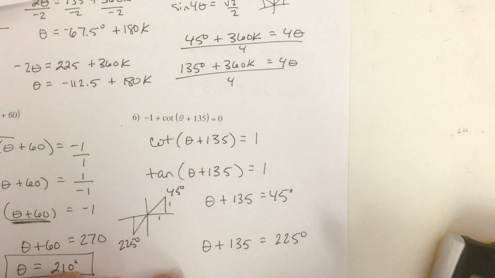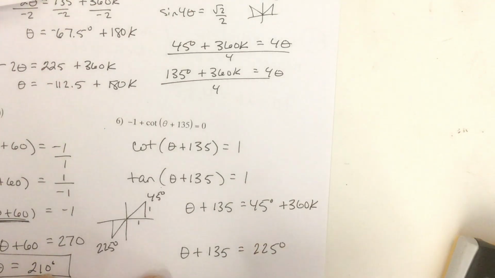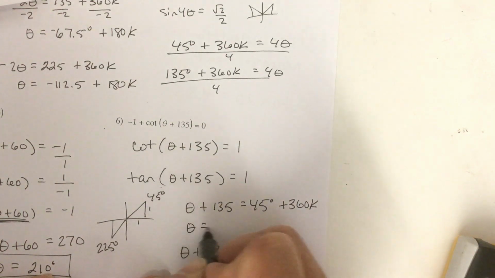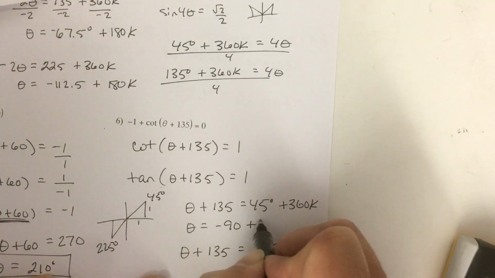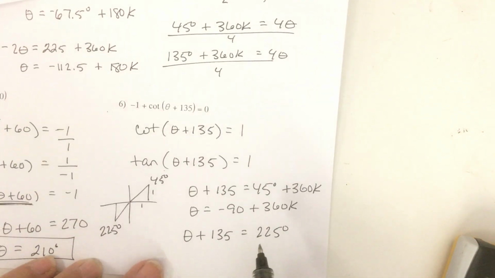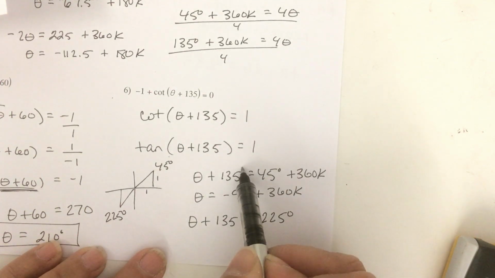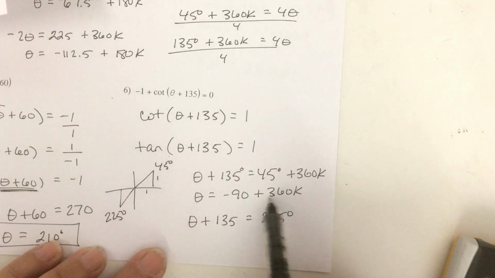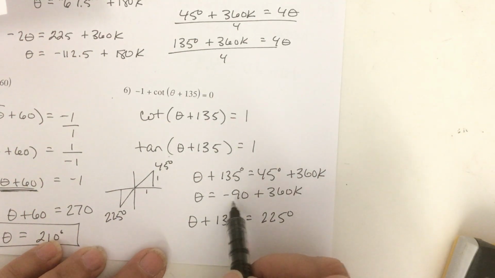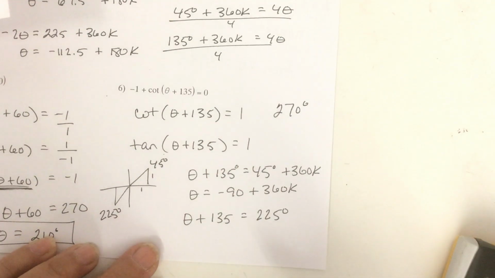Again, we're looking for stuff in between. Technically this is plus 360k. So if I subtract 135 over, I get negative 90 plus 360k. When we subtract, we don't subtract it from the 360k also. When you subtract in equations, you only subtract it from one place. When you multiply or divide, you have to do it to everything. So when you subtract a number over a degree, you just do it to the degree. You leave the 360k alone. So negative 90 plus 360k is 270. So that's my first answer.